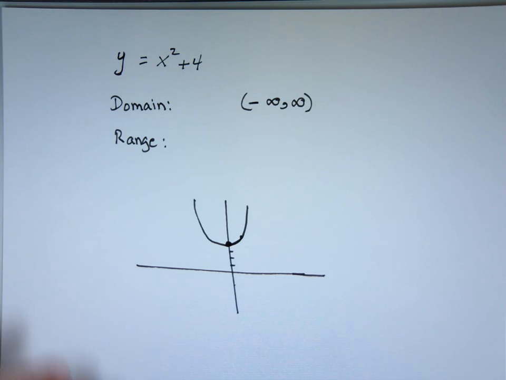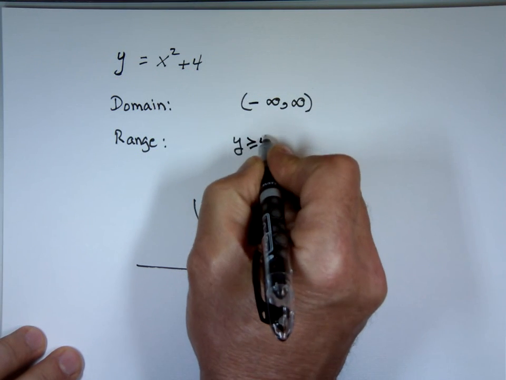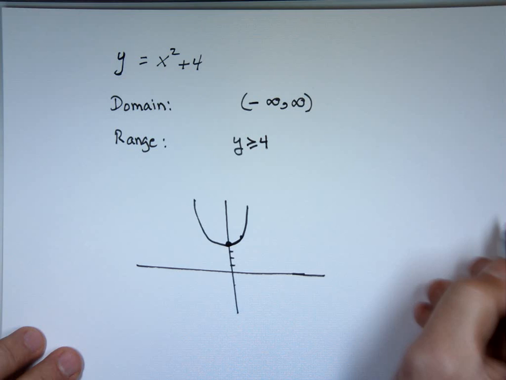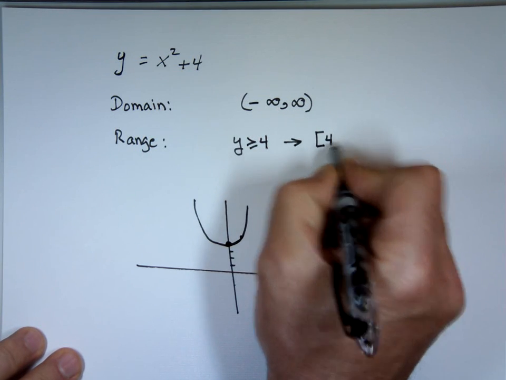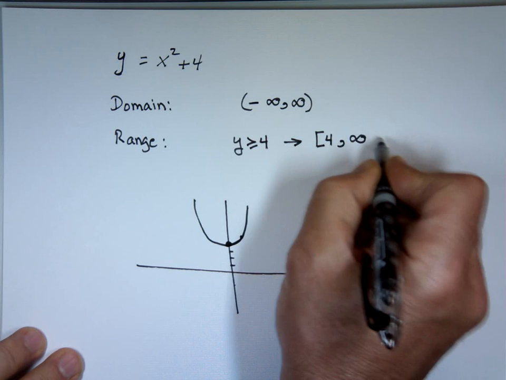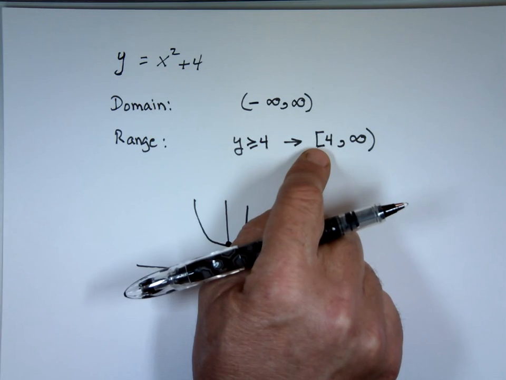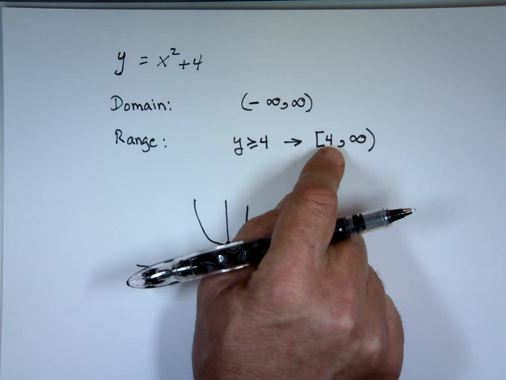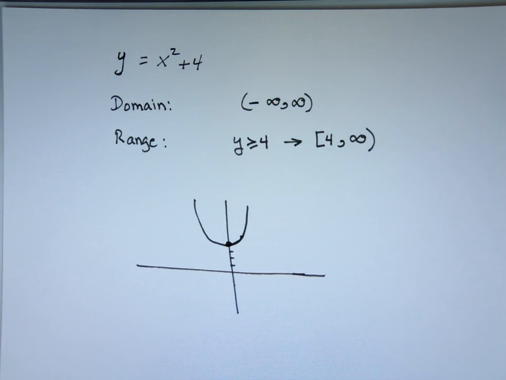So how would you write that? You can say y is greater than or equal to 4. Or in interval notation, that's from where to where? From 4 all the way to what? Infinity. Notice how I wrote that. Square bracket at 4, parentheses at infinity. You ever seen that notation? Square bracket means what? The 4 is included. Infinity will never be included because we can't reach it.